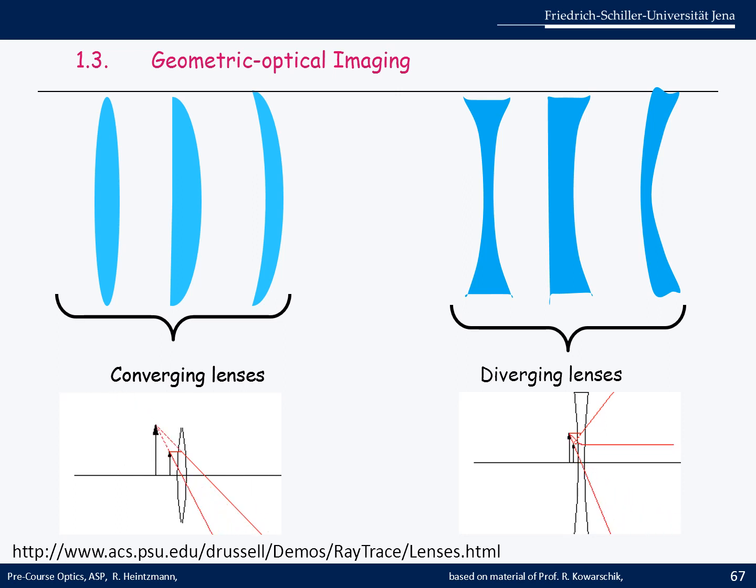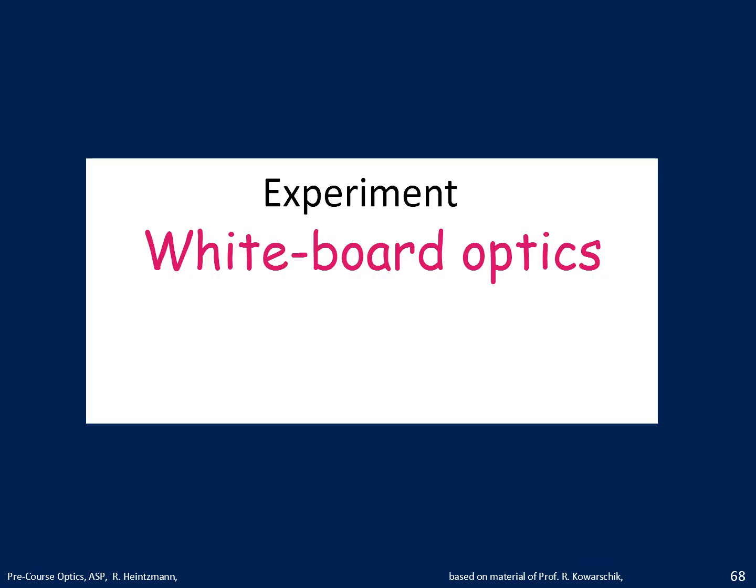And here you have a similar diagram of what happens for diverging lenses. And you see in this case, we really just have a virtual image where the magnification changes a little bit. Our next experiment is actually whiteboard optics, which is a nice way to show you directly what happens to the light rays by some sort of laser pointers.